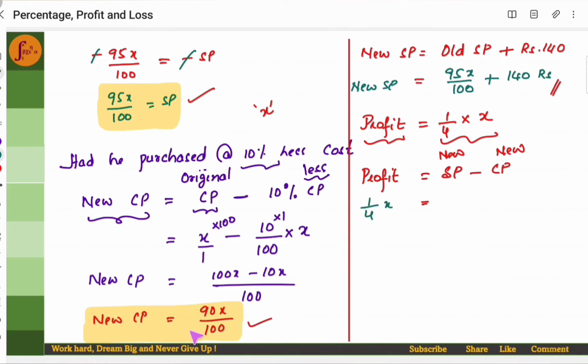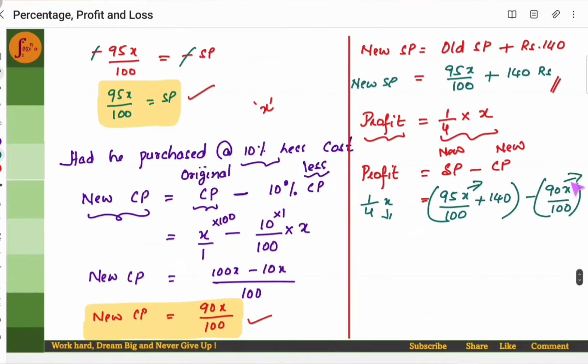What is the selling price? New selling price is 95X by 100 plus 140. This is the new selling price. What is cost price? This one, 90X by 100. Now, I'll simplify this. I will get the value of X. And what is X? It's the cost price. So I'll get 95X.